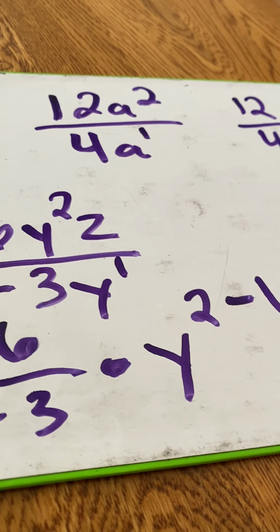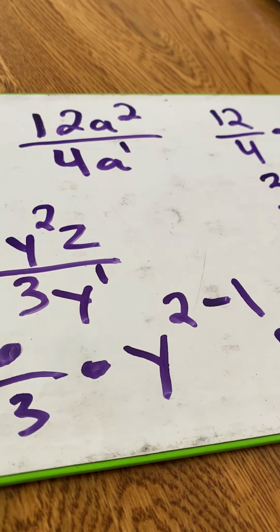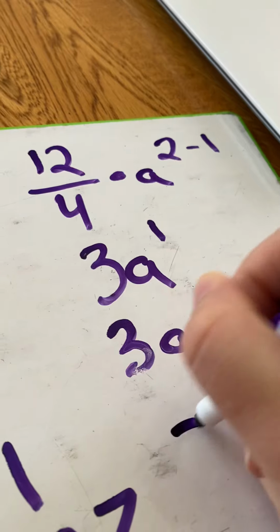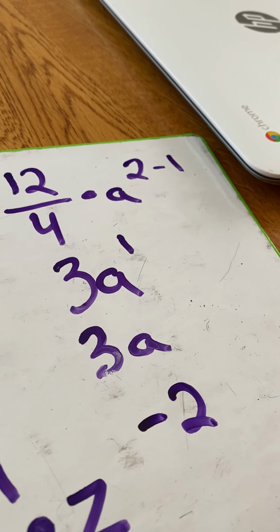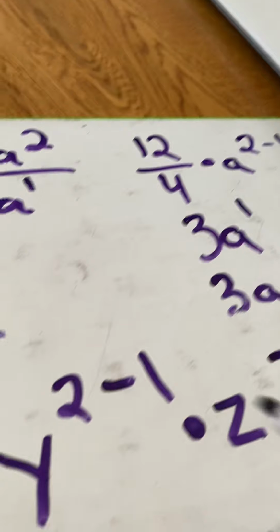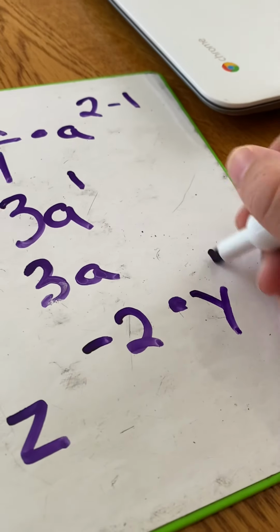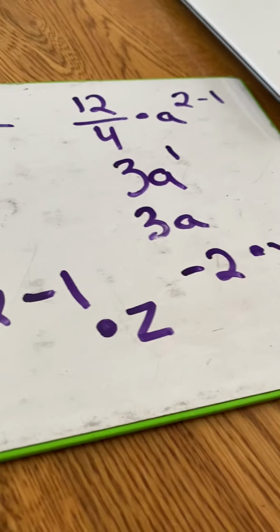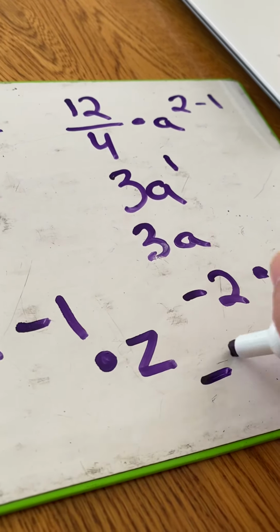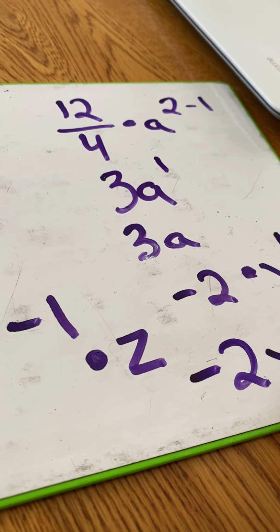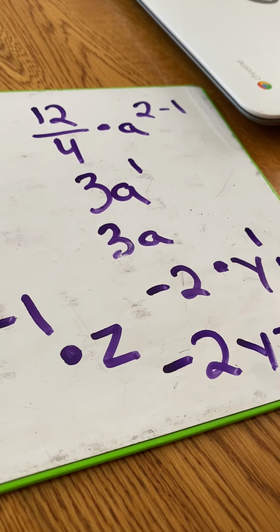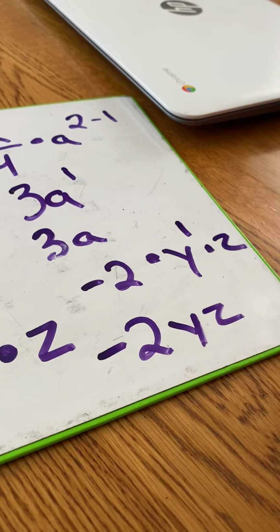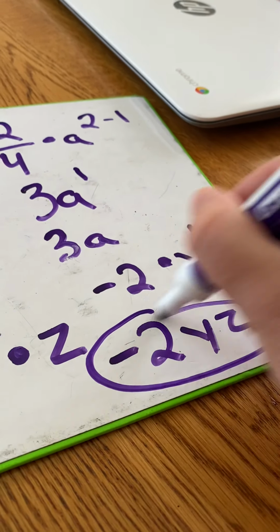Now, 6 divided by negative 3 is where I get my negative 2, times y. 2 minus 1 is 1. Y to the first power times z. And all we're going to do is bring those all together, and your final answer is negative 2yz. And why is it just y? Because y to the first power means it's just there by itself. So it's negative 2y, and z never had an exponent. Your final answer, negative 2yz.